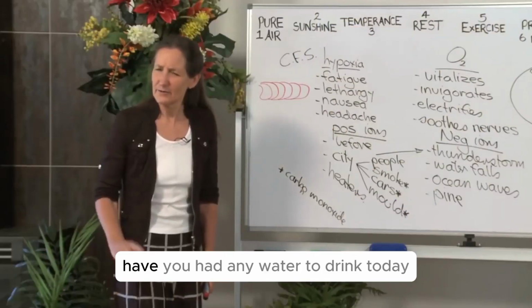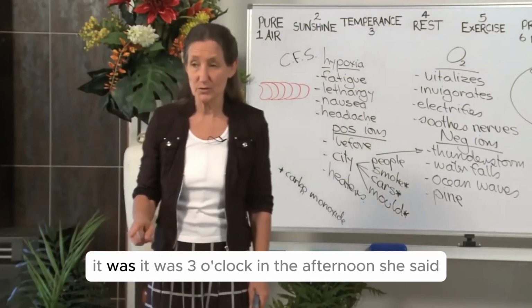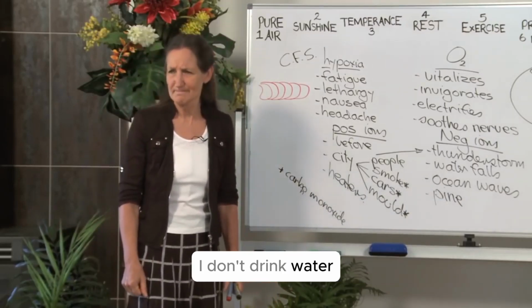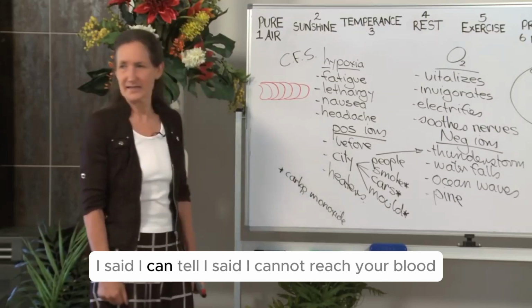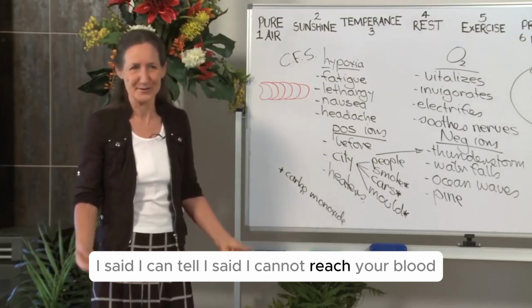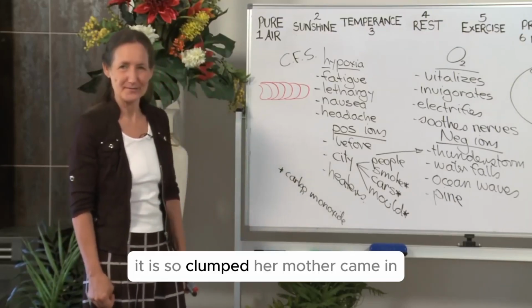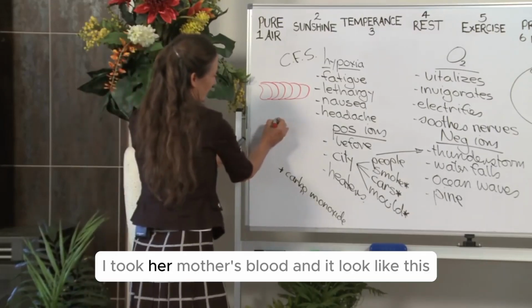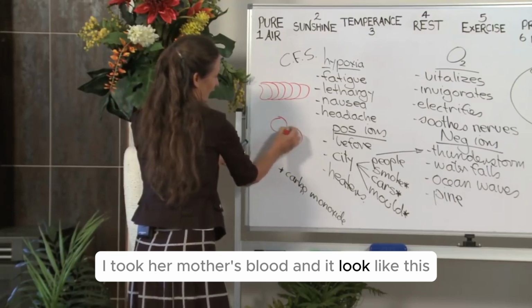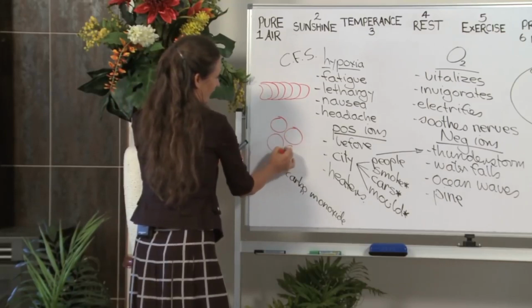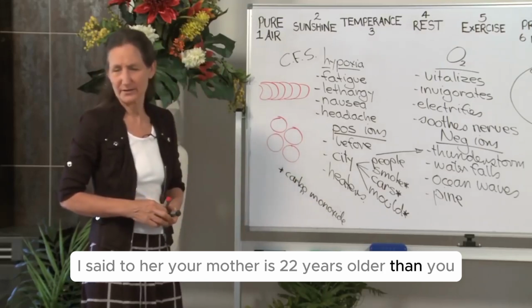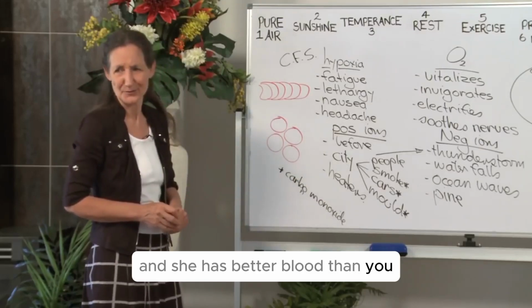I said to her, have you had any water to drink today? It was 3 o'clock in the afternoon. She said, I don't drink water. I said, I can tell. I said, I cannot read your blood. It is so clumped. Her mother came in. Her mother was 45. I took her mother's blood and it looked like this. I said to her, your mother is 22 years older than you and she has better blood than you.